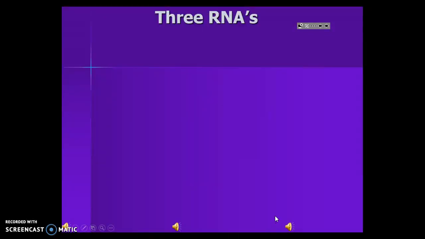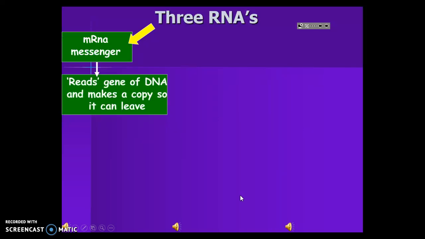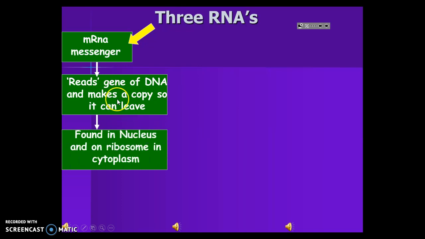So let's go a little bit deeper into each one of those three RNA molecules. Again, I'm on page 8, and we're going to start with messenger RNA. Our messenger RNA molecule's function is to read a gene of DNA and make a copy so it can actually leave the nucleus. This is going on the first line on page 8, directly underneath where it says messenger RNA and function. Messenger RNA's location, however, is within the nucleus, as well as it'll travel to the ribosomes within the cytoplasm.